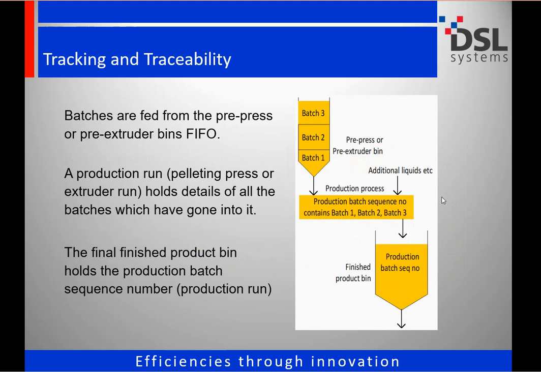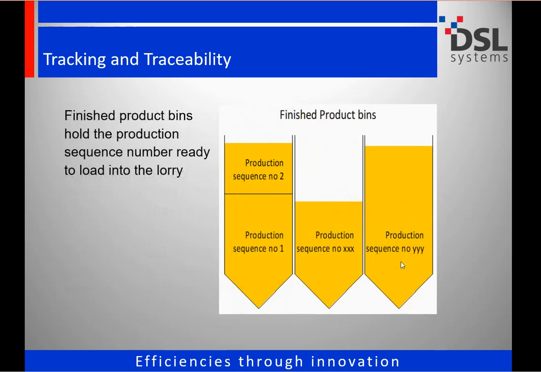A number of main batches go into a production run through a pelleting press process or an extruder. These are tracked through the plant, including items such as the pelleting press, the extruder, cooler, fats coater, etc., to a final finished product bin or bins. So these production runs are stored in finished product bins, and you can have one or more finished product runs in each bin, and these are also dealt with first in, first out.